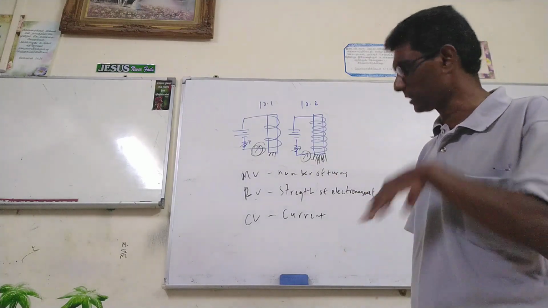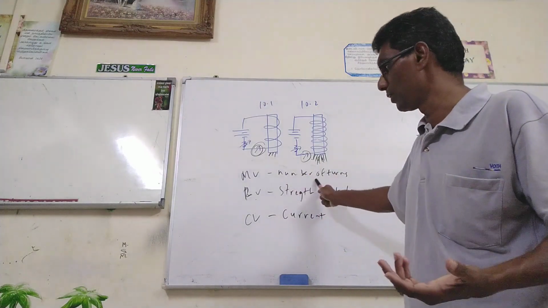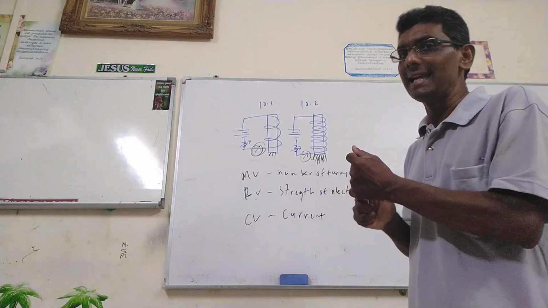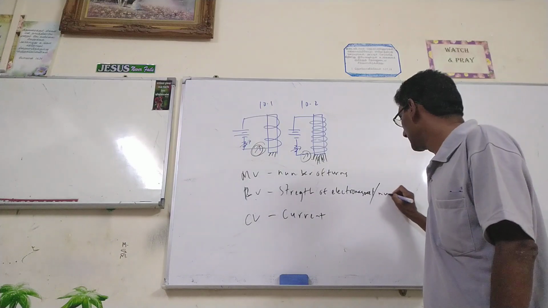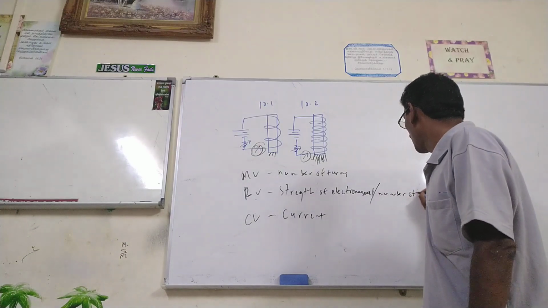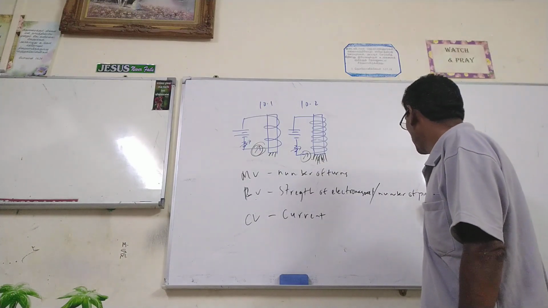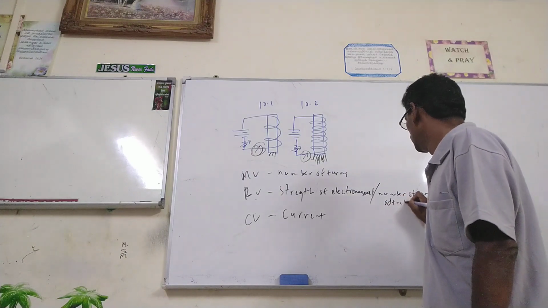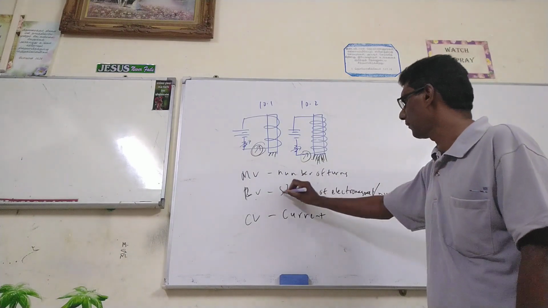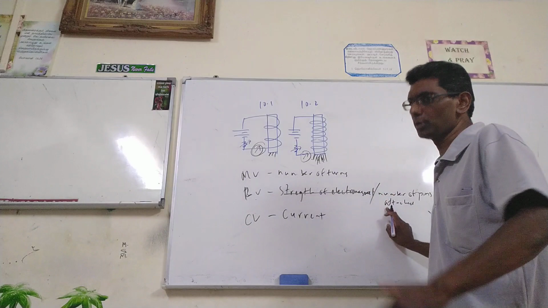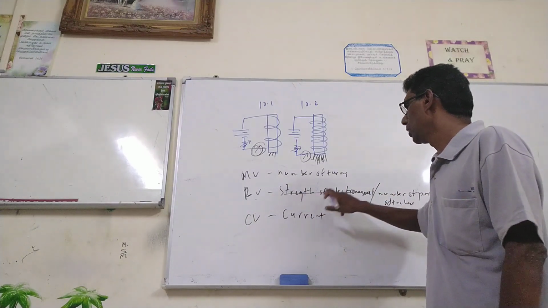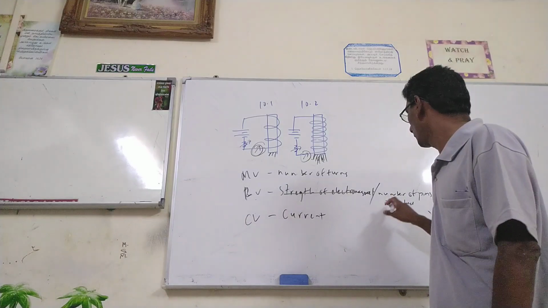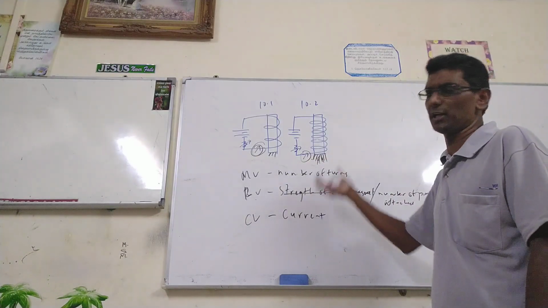Paper 3 Section B question, let's say the same question comes out. MV is the number of turns, RV is the strength of the electromagnet. In the bracket you want to put the number of pins attached. Or instead of strength of electromagnet, you can also say number of pins. But it is better to put strength of electromagnet or number of pins attracted or attached.